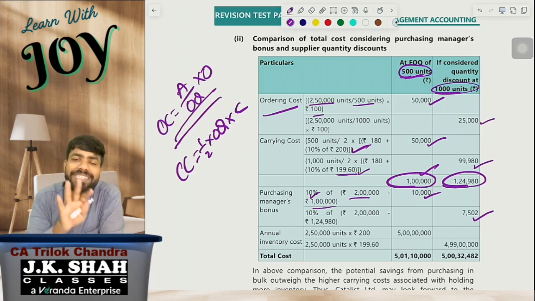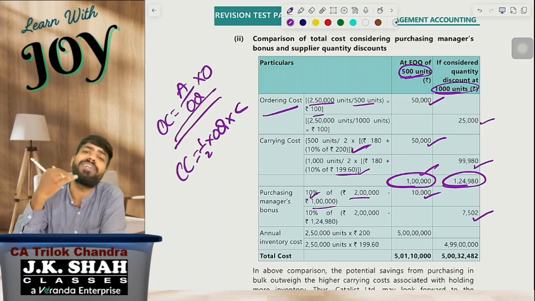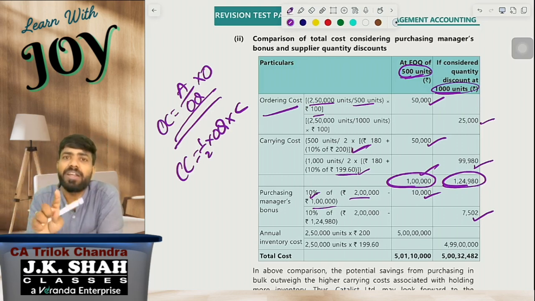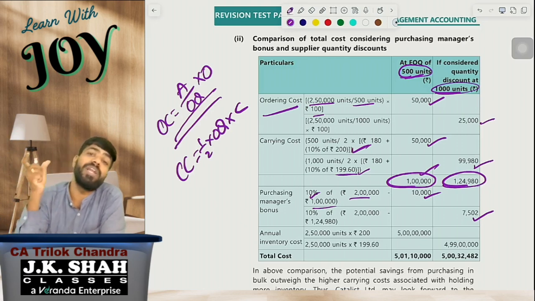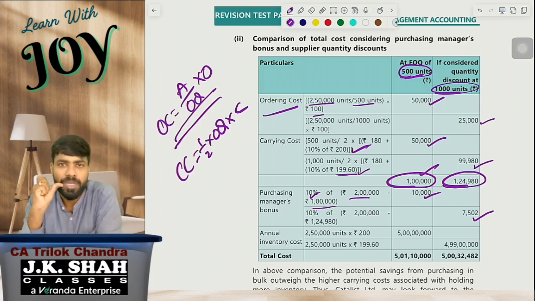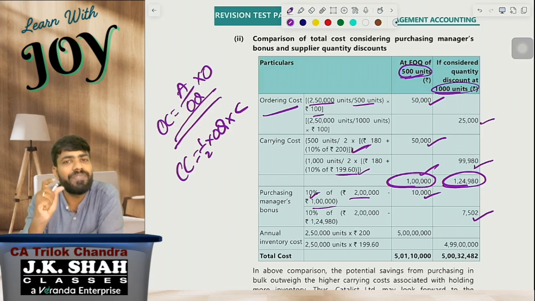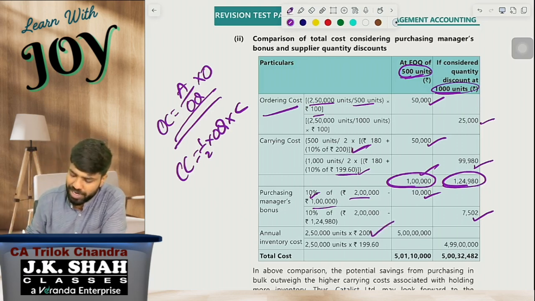Here we need to calculate purchase cost. So take the purchase quantity. Ordering quantity is different, purchase quantity is different. Each order, how many units we are going to order, that is called ordering quantity. Purchase quantity is the full year, how much quantity we are going to purchase. Totally demand is 2,50,000 units. So 2,50,000 into purchase price 200 rupees, and 2,50,000 into purchase price 199.60, will give the cost.